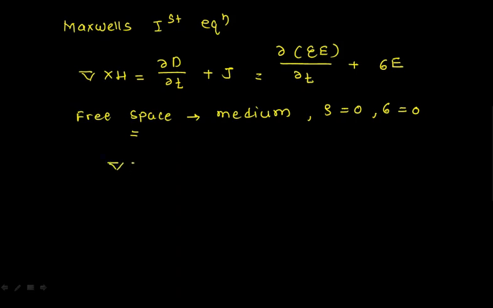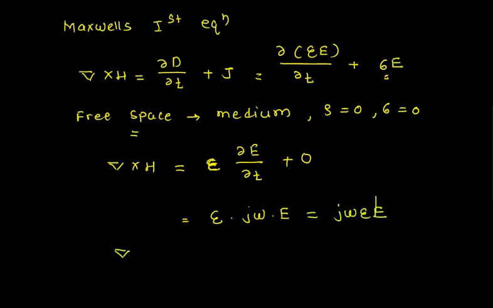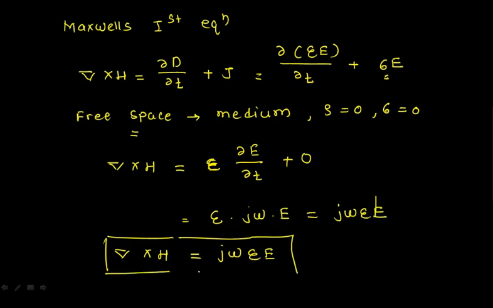So here in del cross H, I can say E will be constant in this case. This epsilon will be here, and this epsilon dE by dt plus this must be 0, so that's why I'll write here a 0. Now d by dt, you have already defined as an operator, that is j omega. So I can write this as j omega epsilon E. So I have got del cross H is equal to j omega epsilon E. By using Maxwell's first equation, I'll move towards Maxwell's second equation.